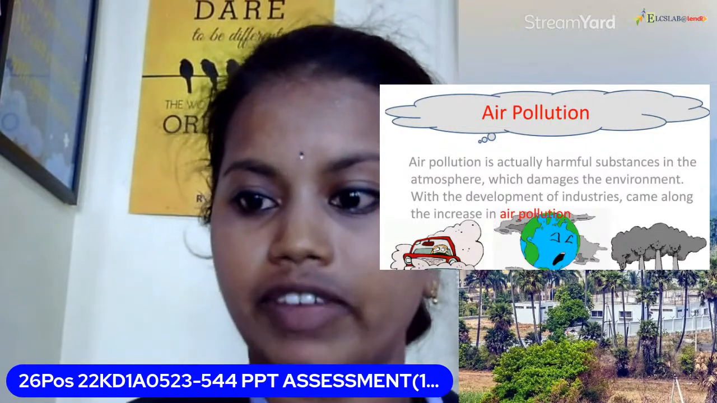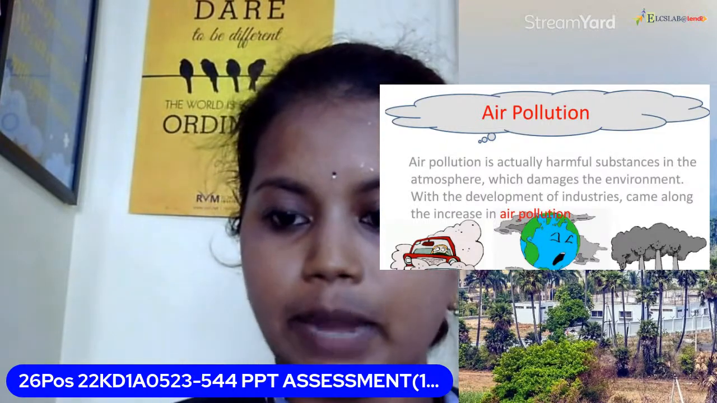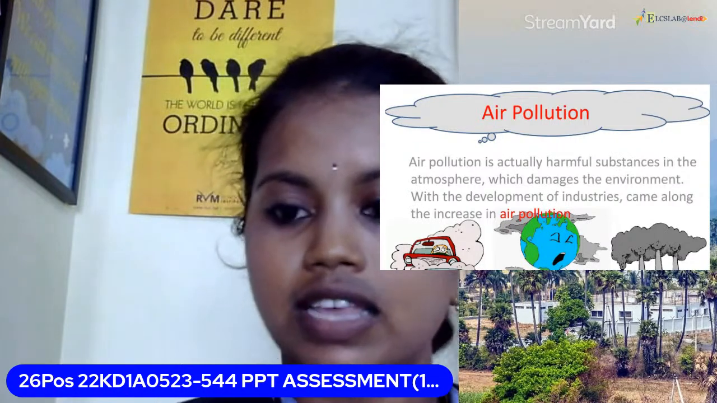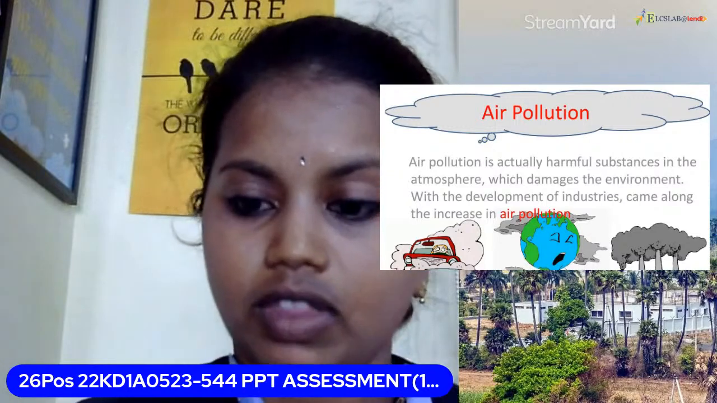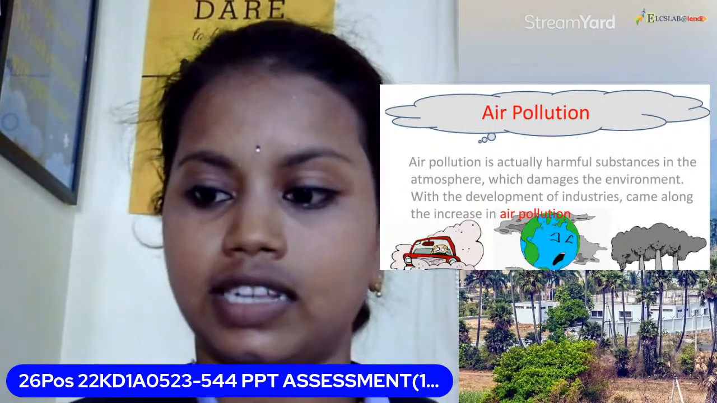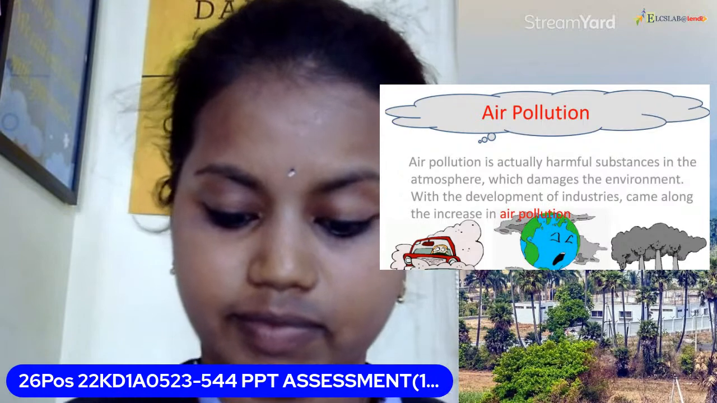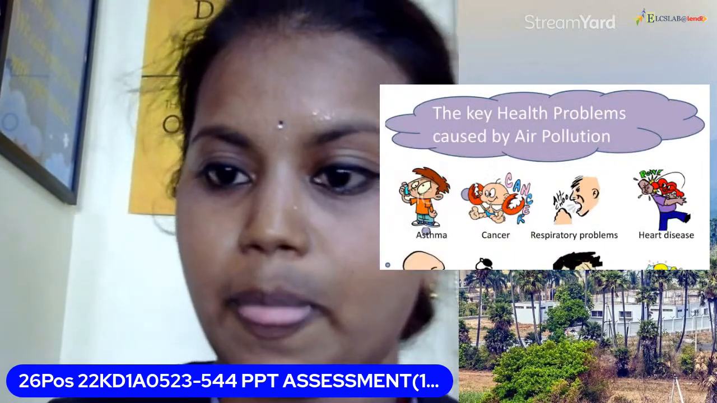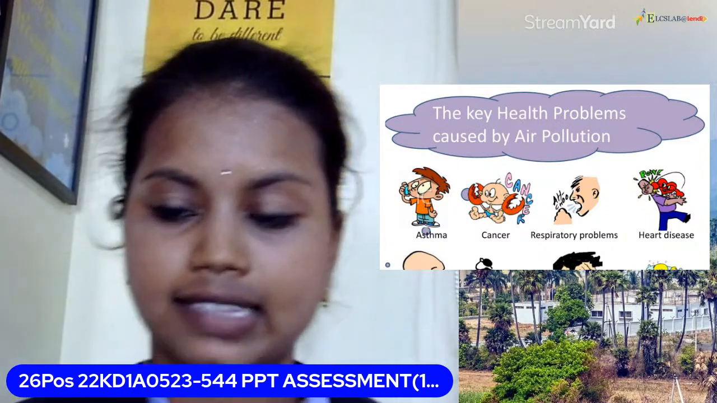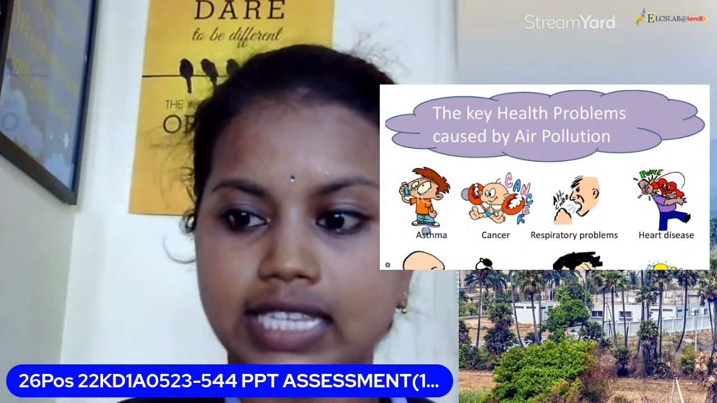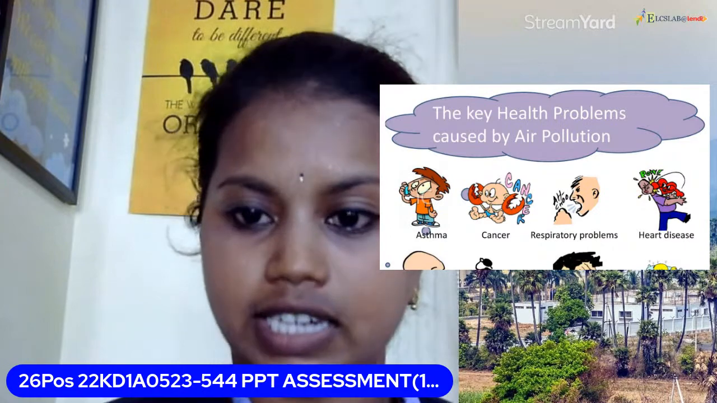With the development of industries came an increase in air pollution. Air pollution affects our human health, for example our lungs. The key health problems caused by air pollution are asthma, cancer, respiratory problems, heart diseases, lung diseases, and so on.